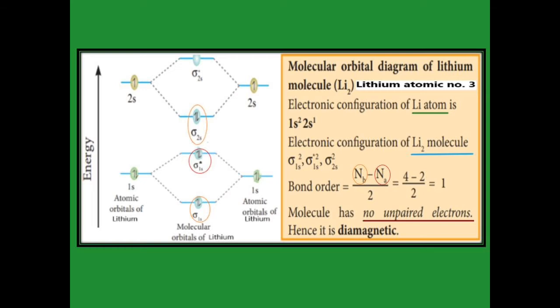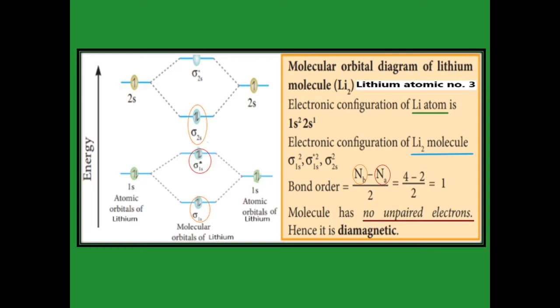Now bond order means Nb minus Na over 2. The orange color indicates bonding and the red color means antibonding. How many electrons are in orange? Sigma 1s has 2 electrons and sigma 2s has 2 electrons, 2 plus 2 is 4. The red color means antibonding, containing 2 electrons. So 4 minus 2 divided by 2, we get 2 by 2, which is 1.